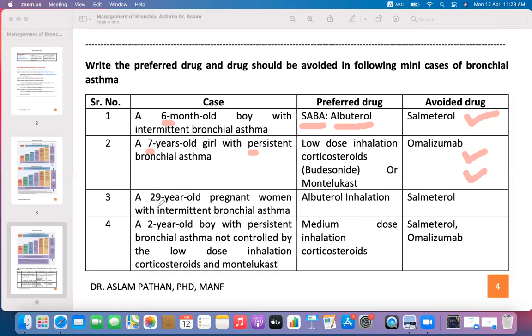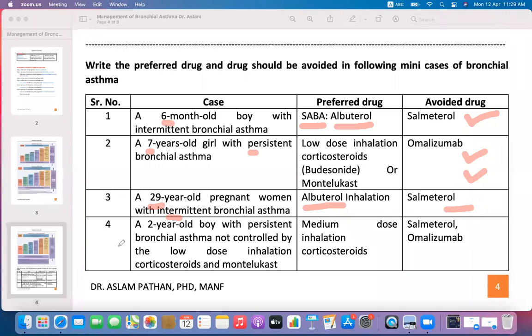Next case, a 29-year-old pregnant woman with intermittent bronchial asthma. Now the asthma is intermittent, and for all intermittent bronchial asthma, the preferred drug is a short-acting beta agonist, that is albuterol inhalation, the first choice, and the avoided drug is salmeterol because it is pregnancy category C as per the FDA categories of the drug.